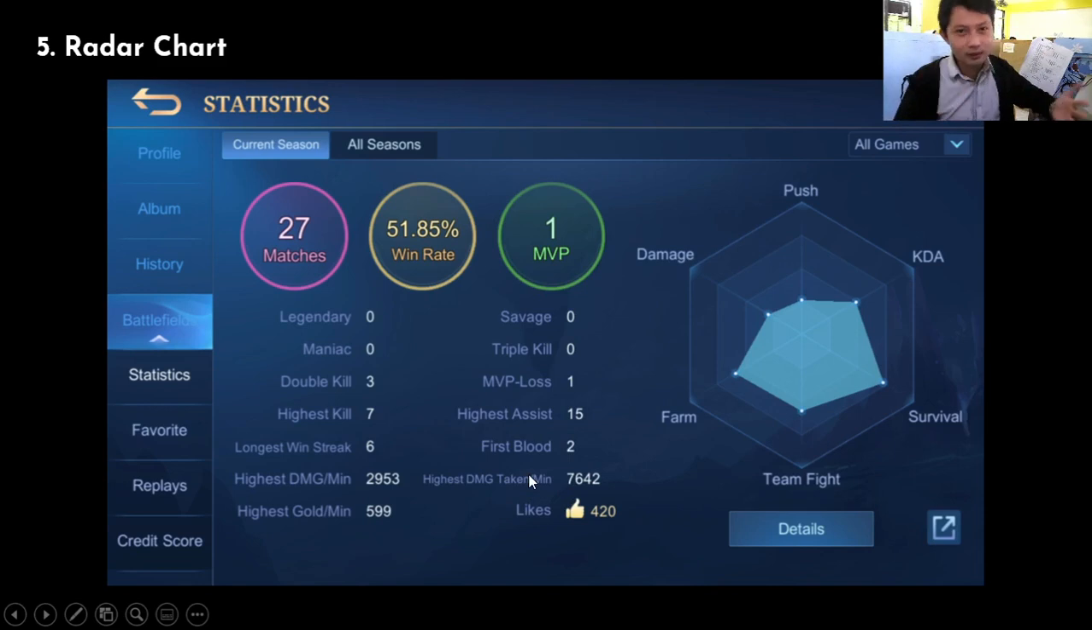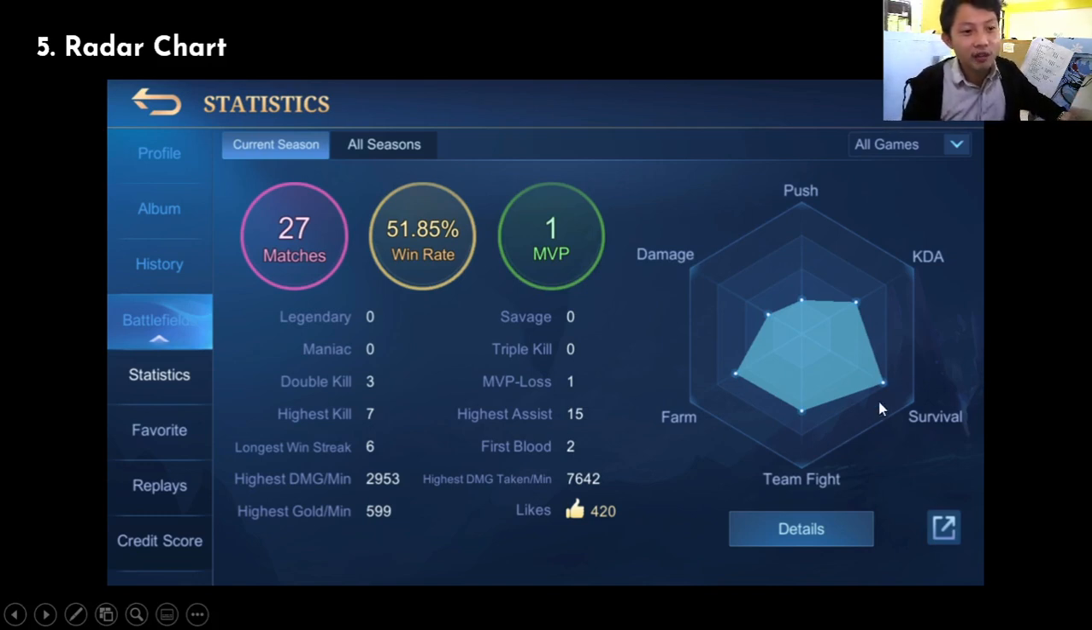Now, this values alone means to say na hindi ako yung hitter type. Kasi yung highest damage ko is mababa at yung damage taken ko is mataas. So, ibig sabihin, si Sir Ethan is more of a tank. Okay, so more of type of tank ako. So, without seeing this radar chart, ito yung information tungkol sa akin. But this radar chart gives you more information about me.